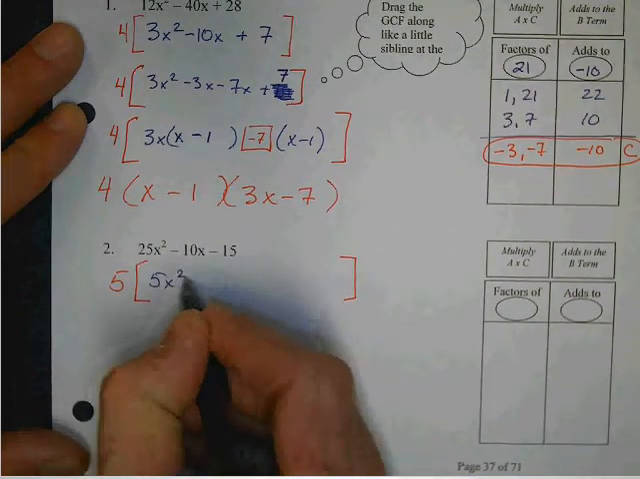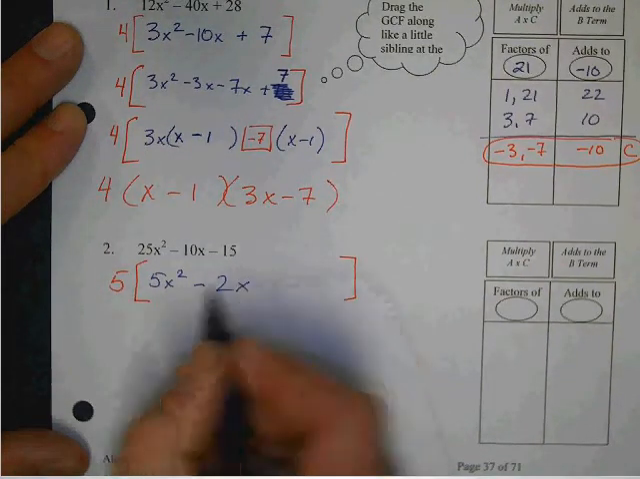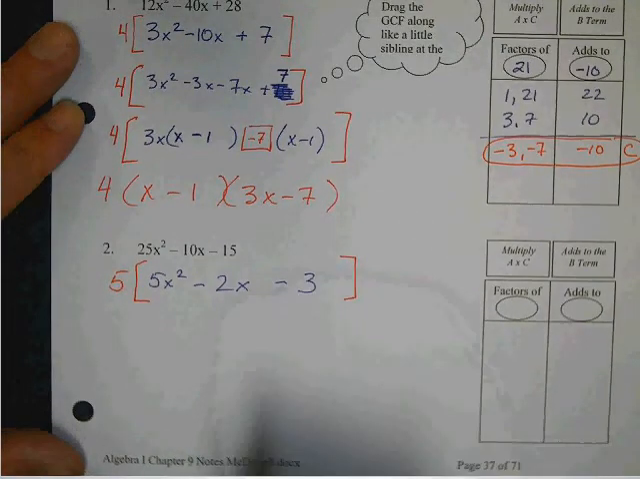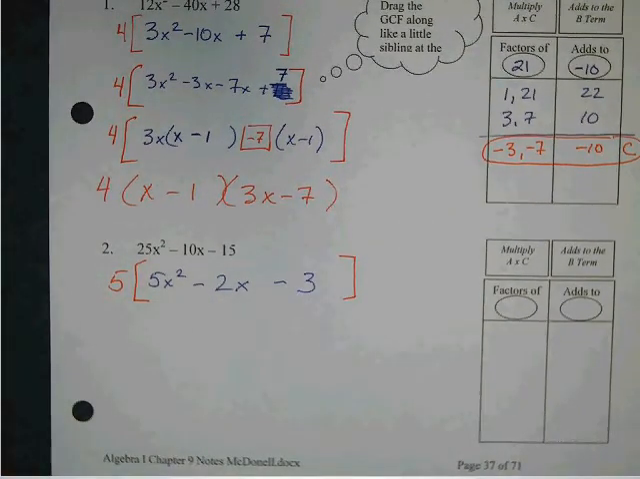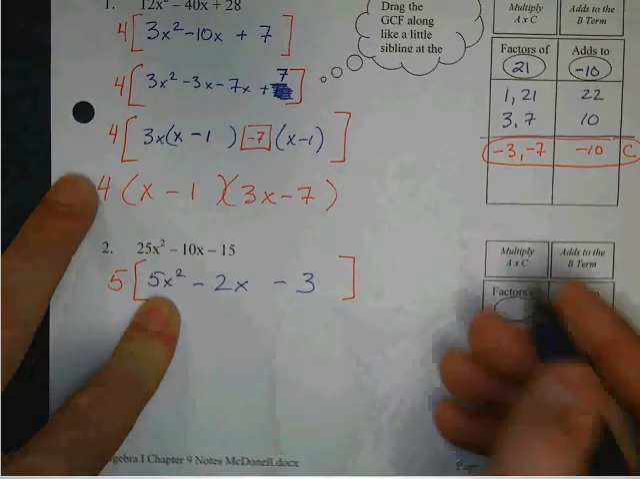5 times what is 25? Good. So we get 5x squared. 5 times what is negative 10? Okay, so we get negative 2x. And 5 times what is negative 15? All right, so we get negative 3. Is that much more manageable? Oh, yeah. All right, here we go.